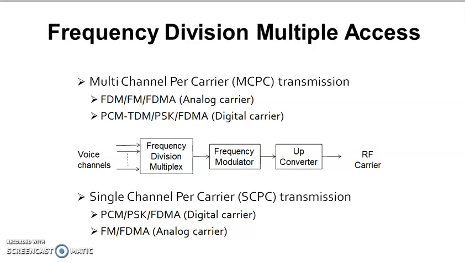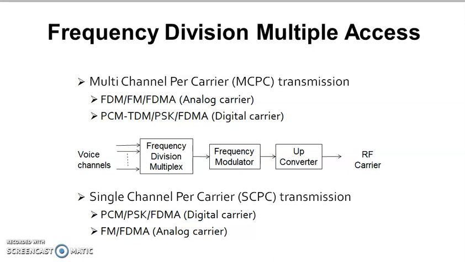Now, when we use these channels, if it is an analog channel, we can go for an FDM or FM FDMA carrier. If we have a digital system, we can use PCM, TDM, PSK or FDMA for the digital carrier. The channel information can be analog or digital, so we call it a multi-channel per carrier transmission system.